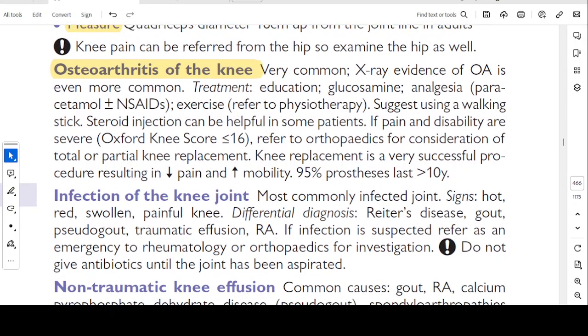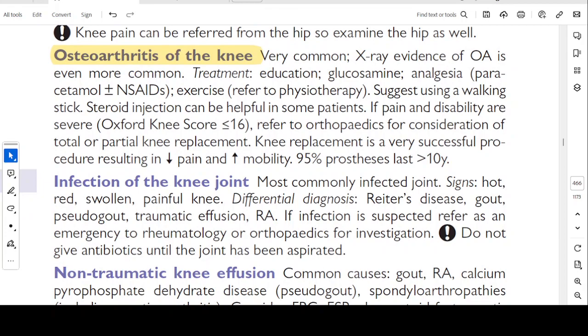Osteoarthritis of the knee is very common. X-ray evidence of osteoarthritis is even more common. Treatment. Education. Glucosamine, analgesia, paracetamol plus NSAID. Exercise, refer to physiotherapy. Suggest using a walking stick. Steroid injections can be helpful in some patients. If pain and disability are severe, that is, the Oxford knee score is less than 16, refer to orthopedics for consideration of total or partial knee replacement.